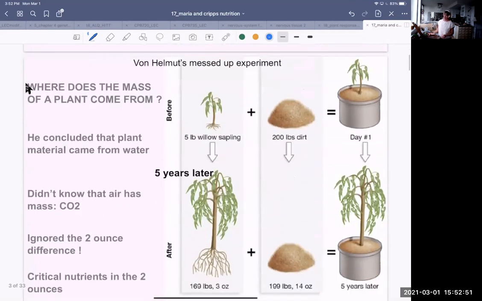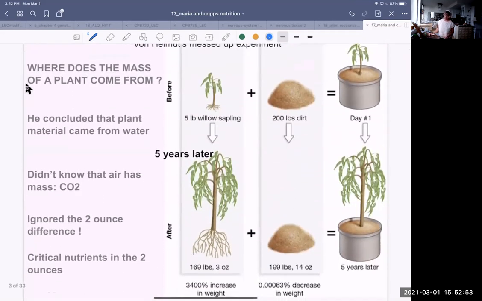So this is Van Helmont's experiment. A bit messed up, not that messed up, I don't think, but maybe a little. So this is what the before picture was like. He took a 5-pound willow sapling. So a willow is a tree and it grows along riverbanks. And he took 200 pounds of dirt. And this is day 1.